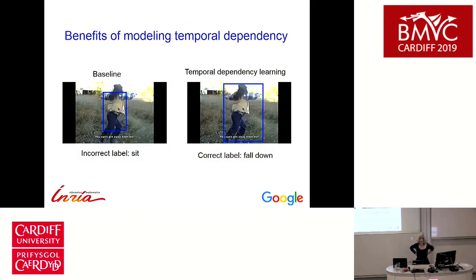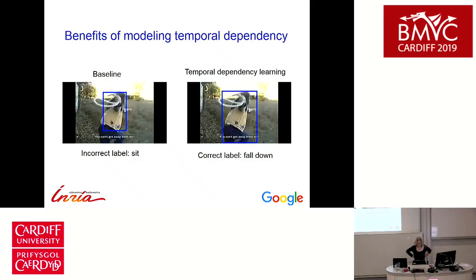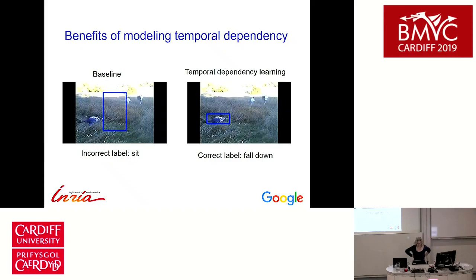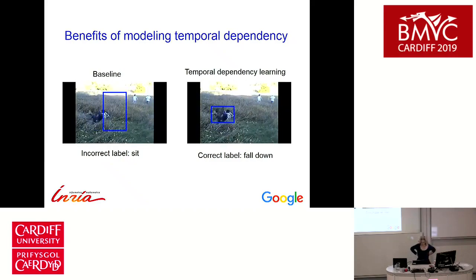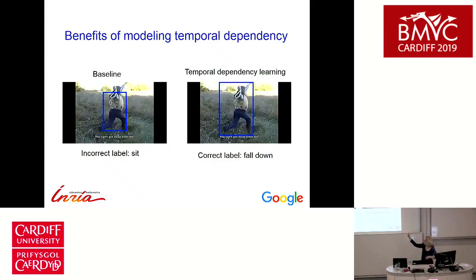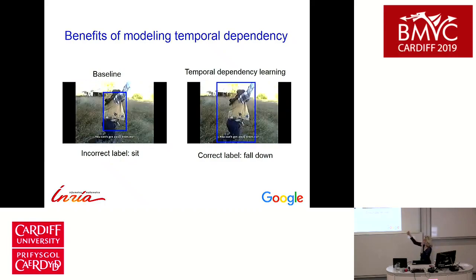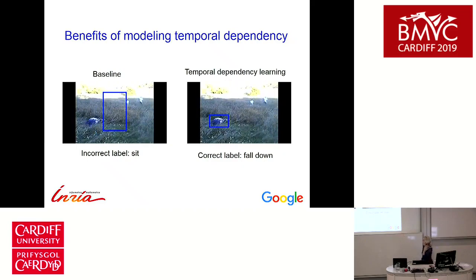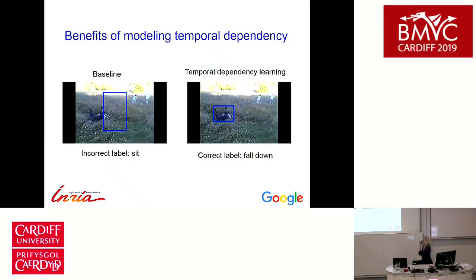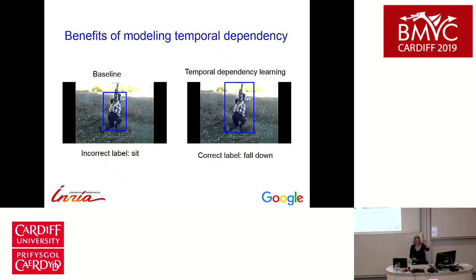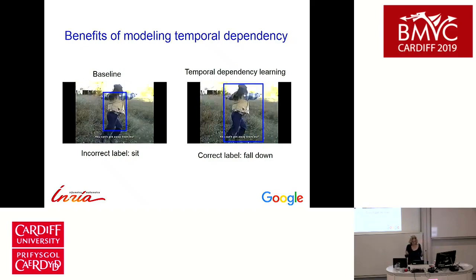And here I show two examples. One is showing the benefits of modeling temporal dependencies. So the first one is the baseline. This is just average pooling these C3D features over our tubelet, right? In blue that would be the tubelet, and then what we have here is the incorrect label sit. It just latches onto the middle frame and thinks that the person is sitting.